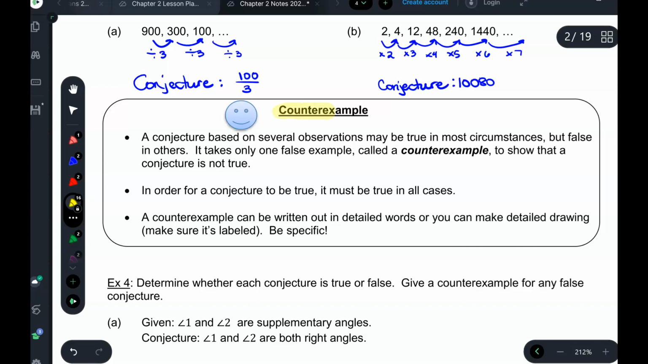Okay, counterexample. Okay, these conjectures.